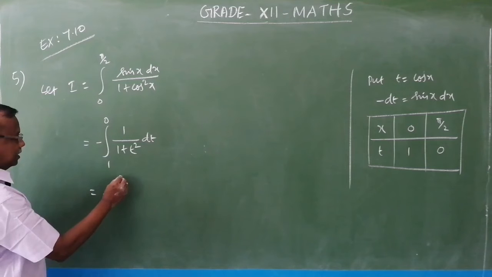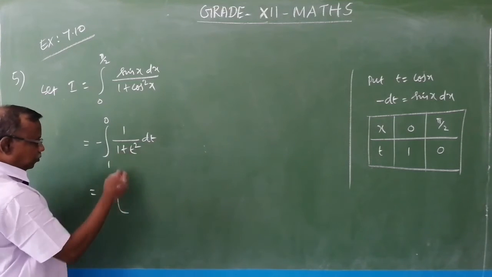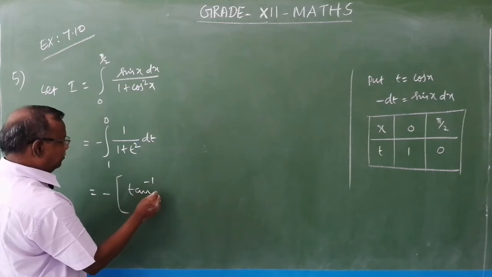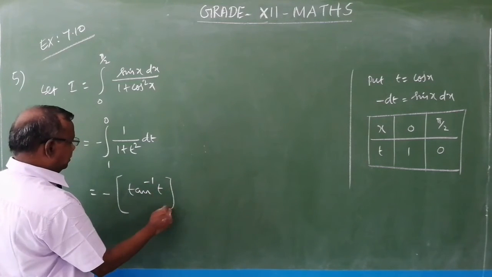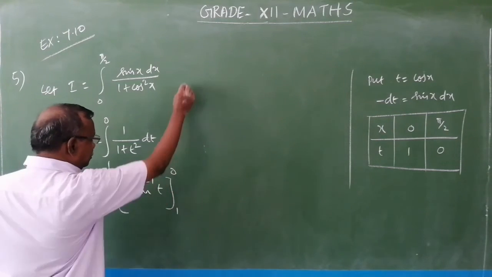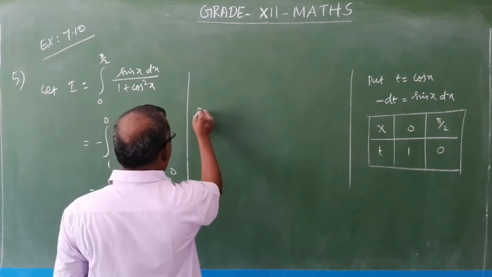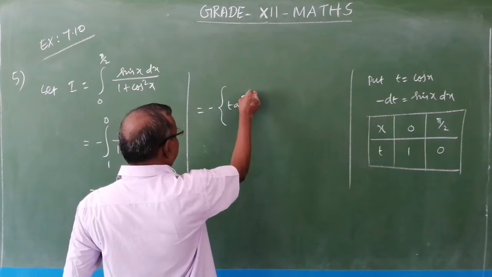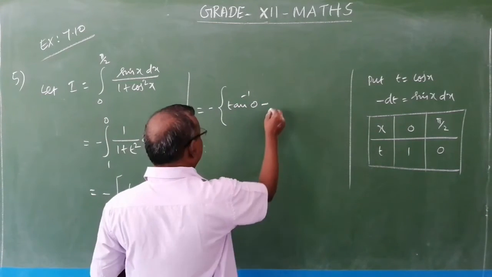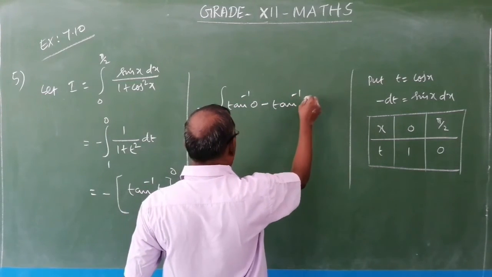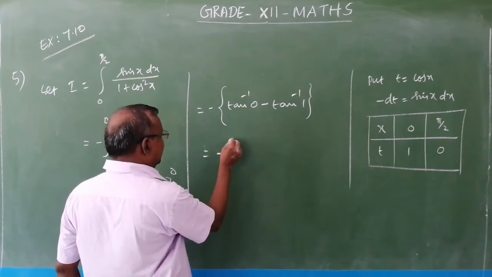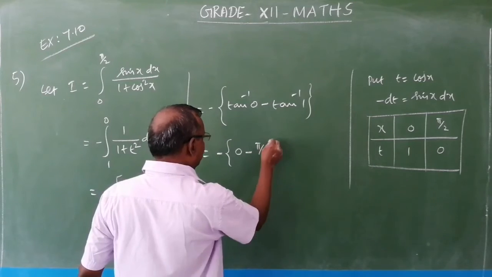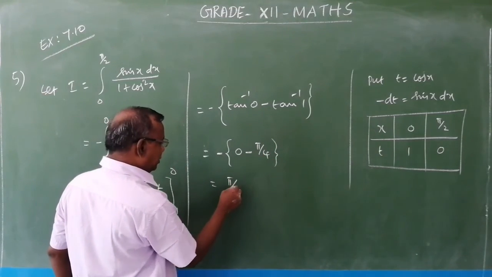This is minus the integral of 1 by 1 plus x square, which means tan inverse of x, therefore tan inverse of t, from 1 to 0. Now this is equal to minus the upper limit, that is tan inverse of 0, minus tan inverse of 1. This is equal to minus of tan inverse of 0 minus tan inverse of 1, and tan inverse of 1 means pi by 4. So the answer is pi by 4.